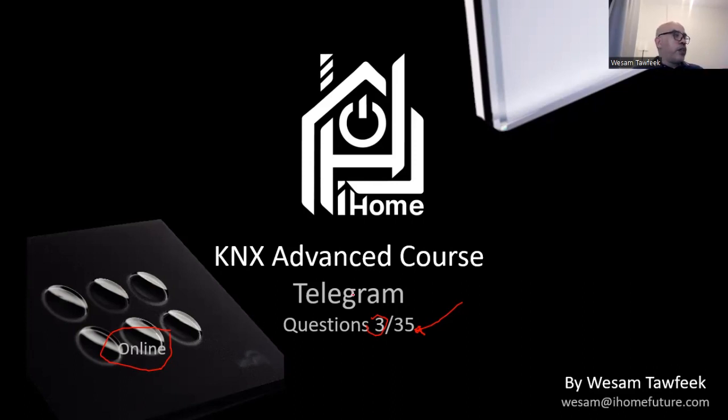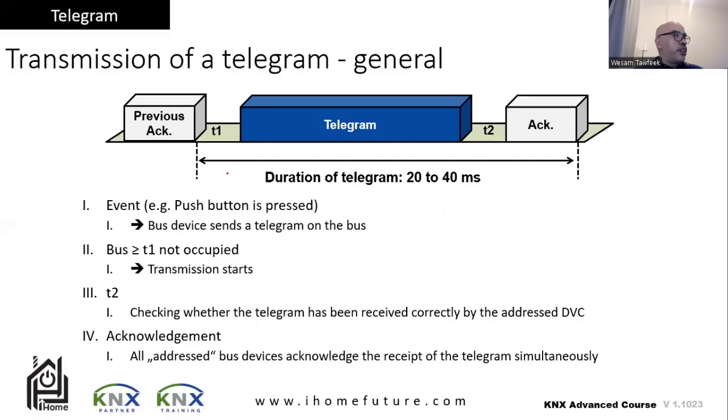Okay, let's start with the Telegram chapter, starting with the duration of the Telegram. What is the Telegram? Here we are talking about a TP Telegram, by the way, not any Telegram. Telegram meaning the data that will be traveling on the bus. What kind of bus am I talking about here? The TP bus, the twisted pair bus. The duration of the Telegram is from 20 to 40 milliseconds, and this comes in the exam a lot.